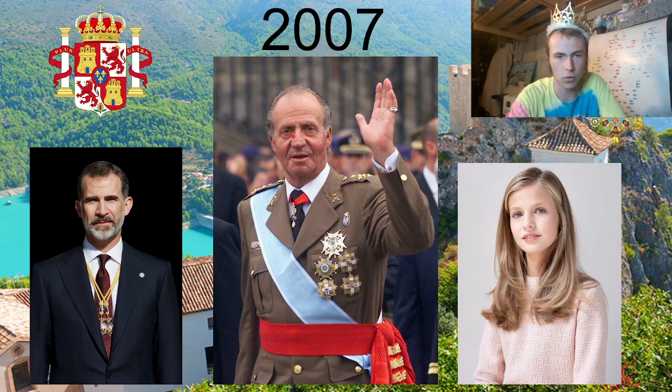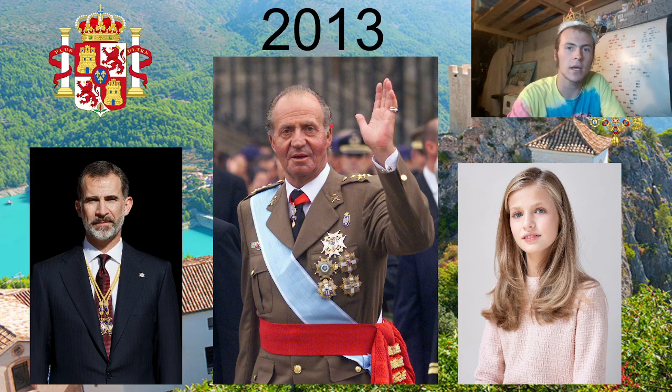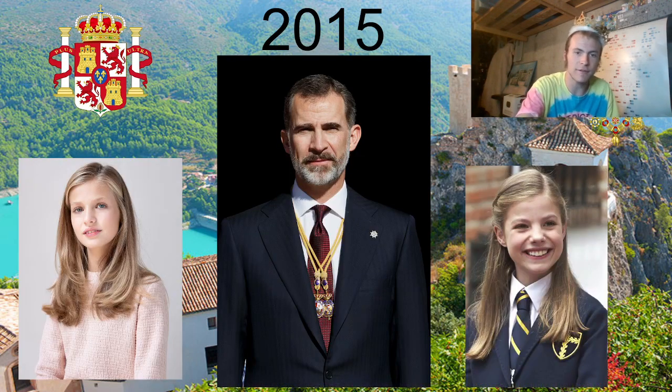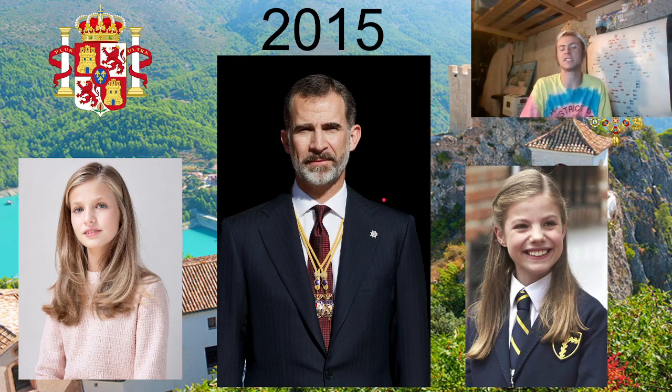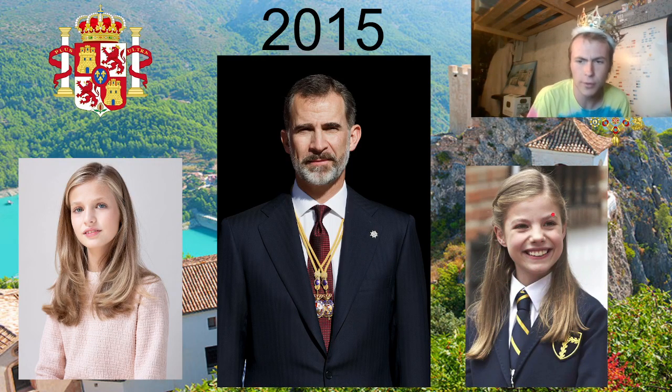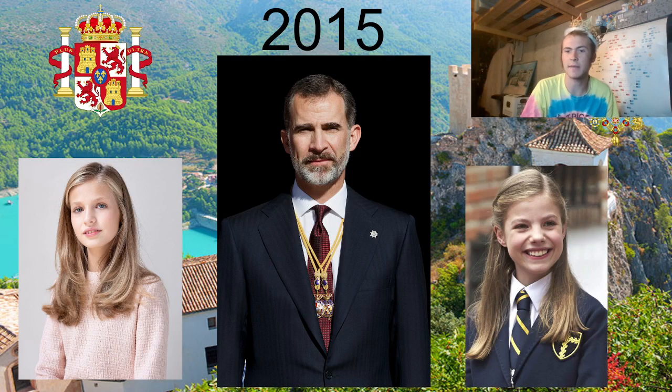Felipe, his son Juan Carlos. Juan Carlos ends up ruling until 2014. In 2014, he abdicates. So then Felipe, his son, comes in as Felipe the Sixth. He has a second daughter named Sofia, Princesa, who was born in 2007, which is the same year I was born, so she's the same age as me.